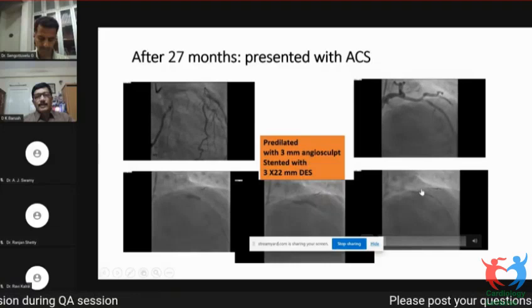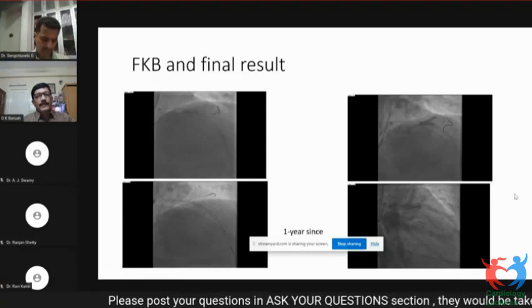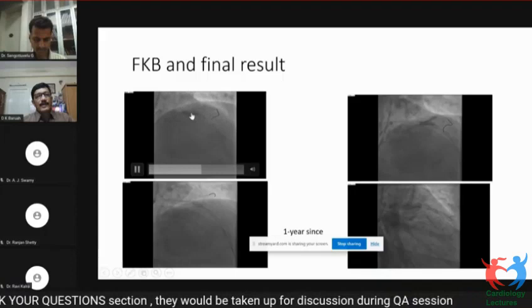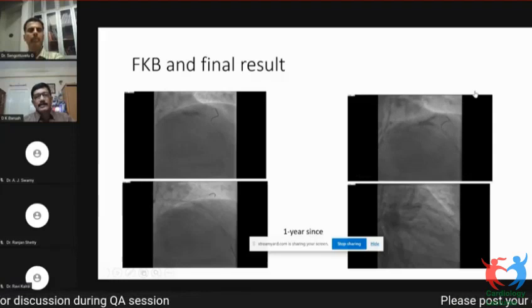And we have deployed here a 3 by 22 millimeter drug-eluting stent. And finally, we deployed it at high pressure, at 3.5. Then we did a kiss here with the diagonal, crossing the diagonal. We did a kissing here.